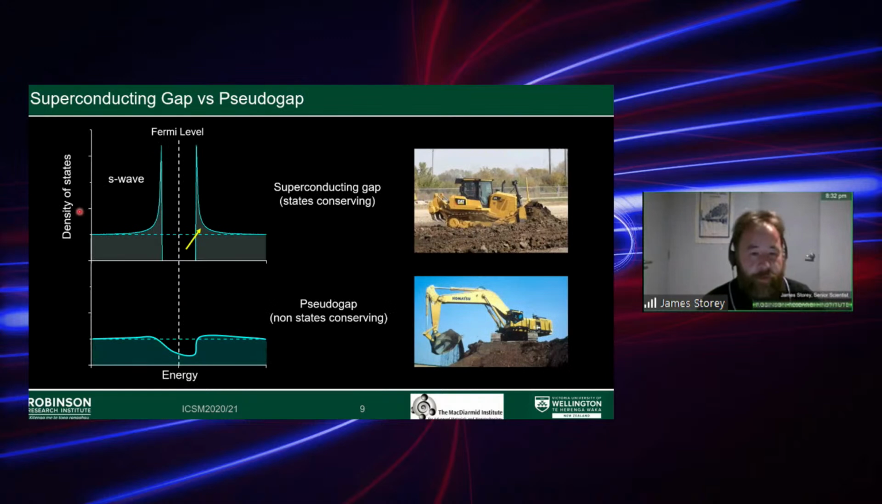Specific heat tells us that the pseudogap is fundamentally different to the superconducting gap, where the superconducting gap is states conserving, meaning that the in-gap states get transferred just above the gap edge into these coherence peaks. The specific heat and the loss of entropy suggests that the pseudogap is non-states conserving, meaning that we're transferring these states or spreading them out over a much wider energy range.